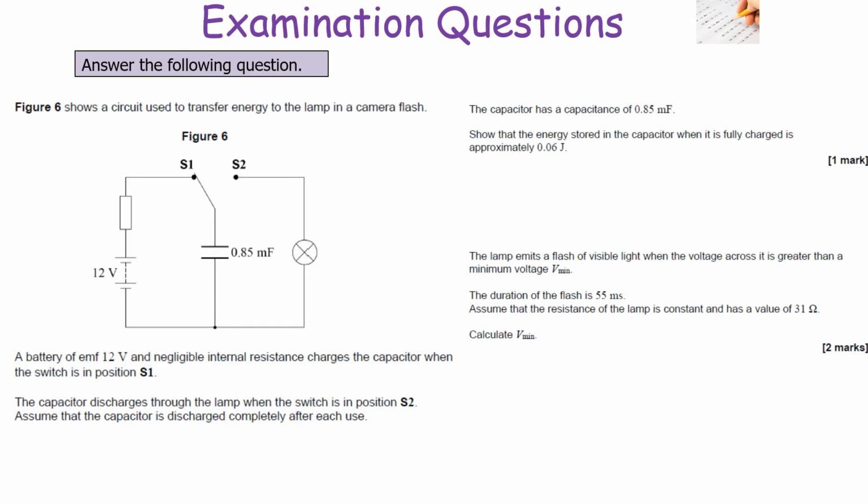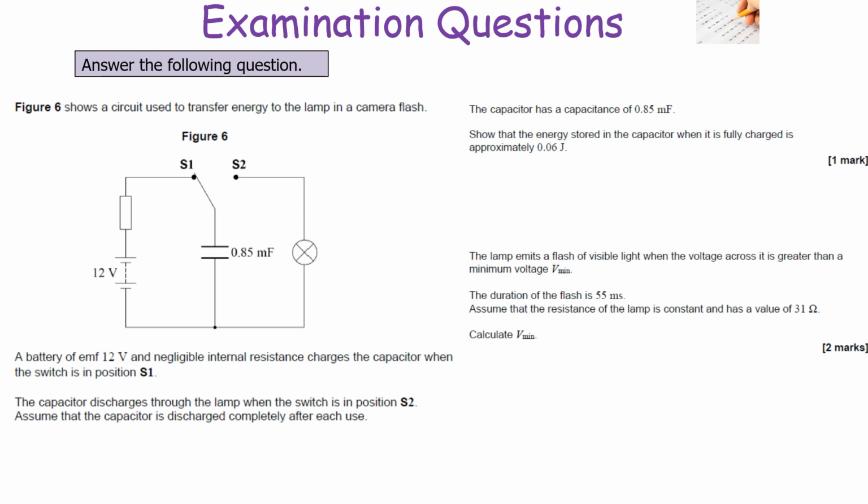The next question says, figure 6 shows a circuit used to transfer energy to a lamp in a camera flash. A battery of EMF 12 volts and negligible internal resistance charges the capacitor when the switch is in position S1. The capacitor discharges through the lamp when the switch is in position S2. Assume that the capacitor is discharged completely after each use. The capacitor has a capacitance of 0.85 millifarads, so that the energy stored in the capacitor when it's fully charged is approximately 0.06 joules.